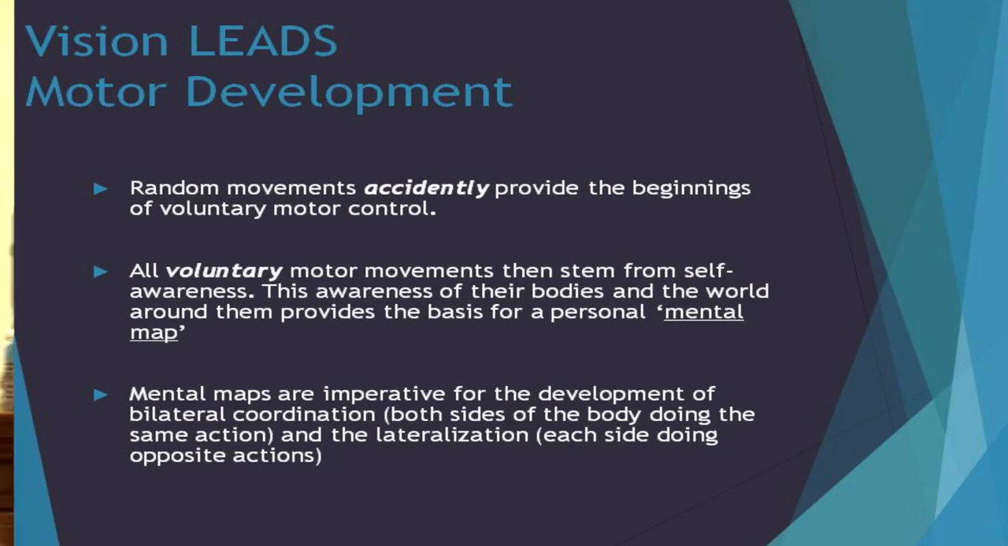So random movements accidentally provide the beginnings of voluntary motor control. So the baby's lying on his back or his tummy, and he does some random involuntary jerk movements, hits something with his hand. Then the hand and eyes link together, and then we touch, and then we make a voluntary motor movement. That's the beginning of learning. All voluntary motor movements then stem from this self-awareness. So they're creating a mental map.